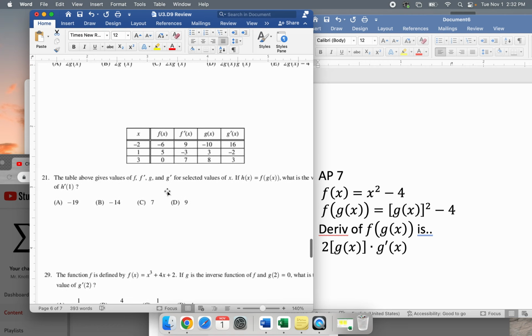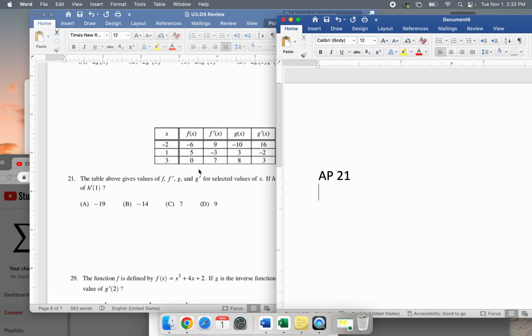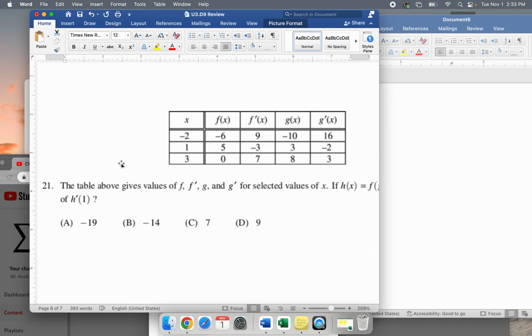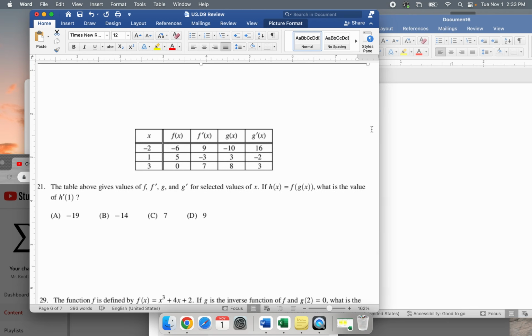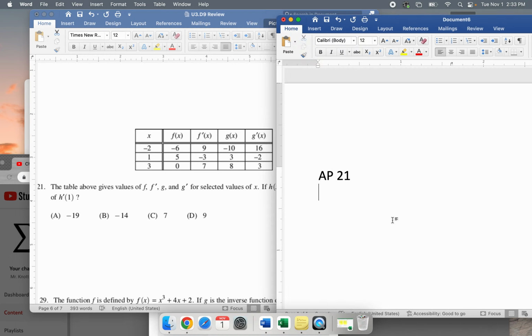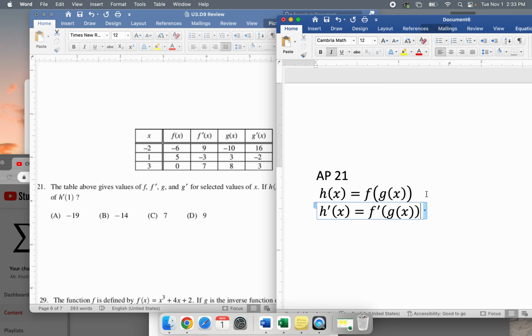And then this one here, this is AP21. The table above gives values of f prime, g, and g prime for selected values of x. If h is equal to f of g of x, what is the value of h prime of 1? Well, that means that h prime of x can be found by using the chain rule. The outside function is f of blank, so the derivative of the outside function is f prime of g of x, times the derivative of the inside function, which is g prime of x.